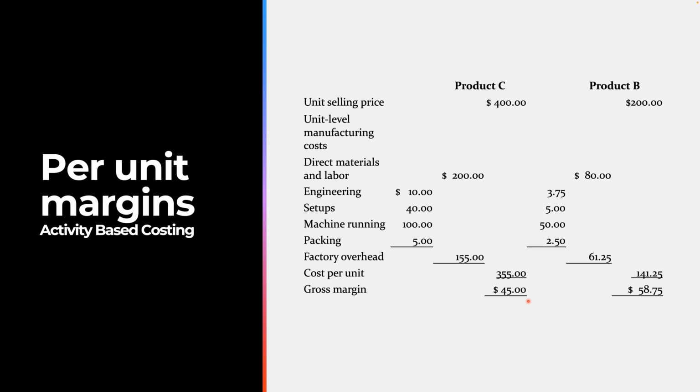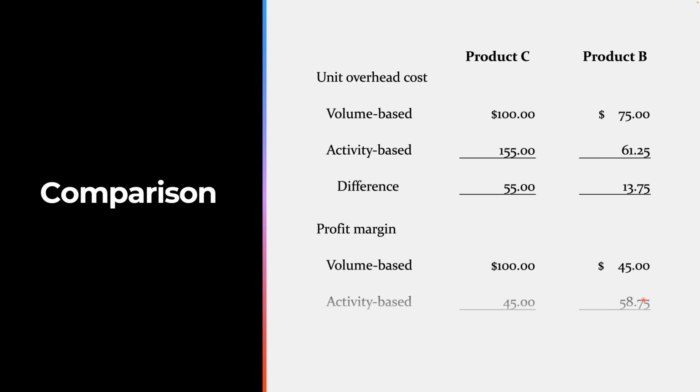Naturally, the gross margins will be different. The product C gross margin goes down to $45 a unit, and the product B gross margin goes up to $58.75 per unit. We can quickly compare the two side by side. If we take a look at the unit overhead cost for a volume-based system, it was $100 for product C and $75 for product B.